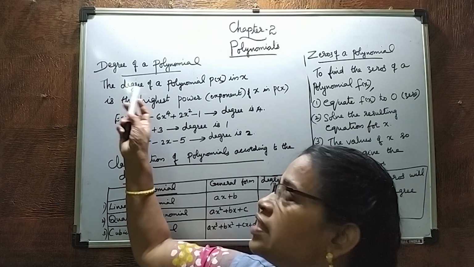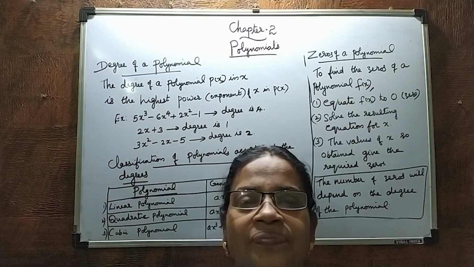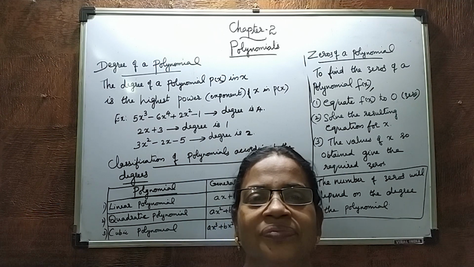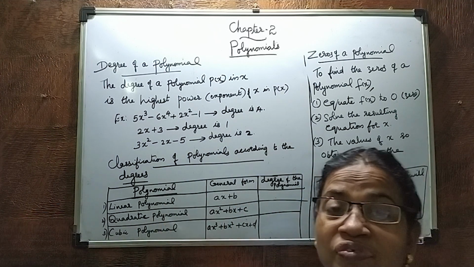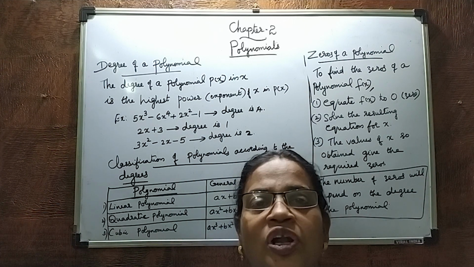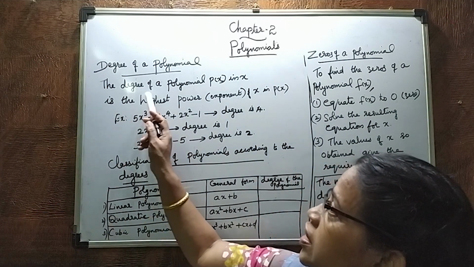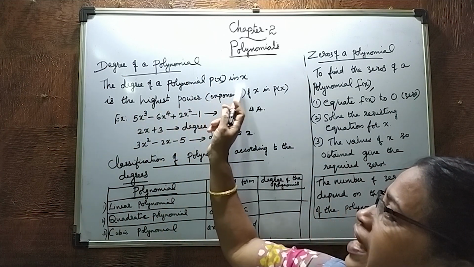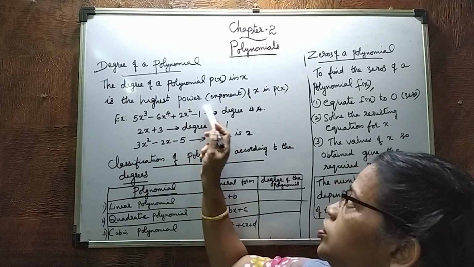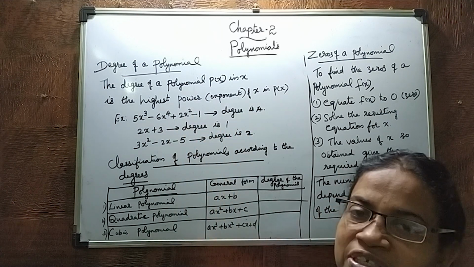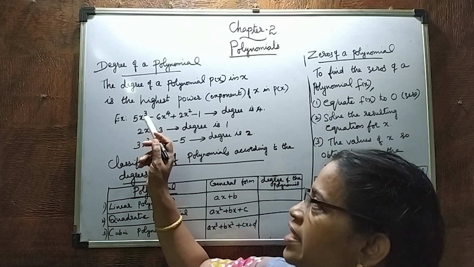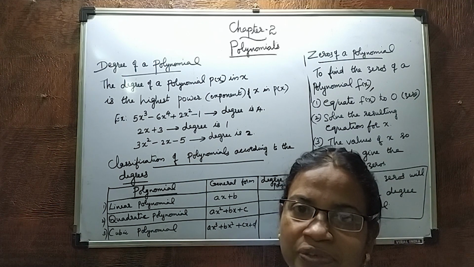The main part is the degree of a polynomial. I know that everybody knows about the degree of a polynomial. The highest power of a polynomial is called the degree. Power means exponent. So the degree of a polynomial p of x in x is the highest power or exponent of x in p of x. Means in a polynomial, the highest exponent you have to check.